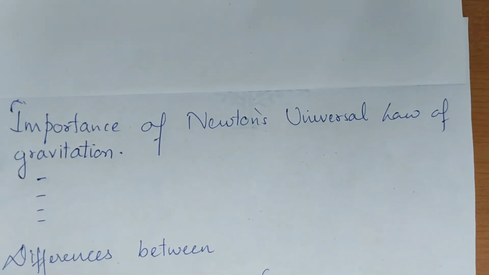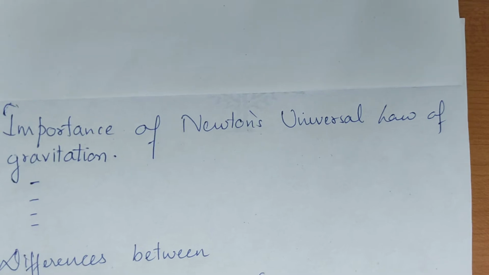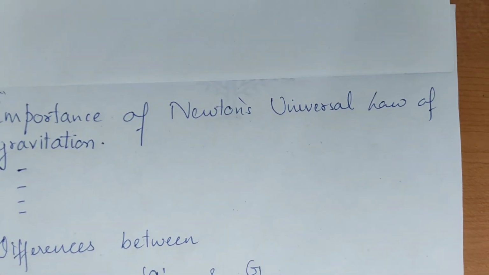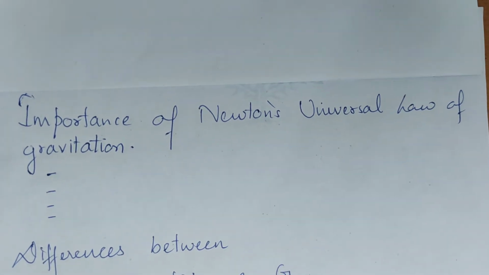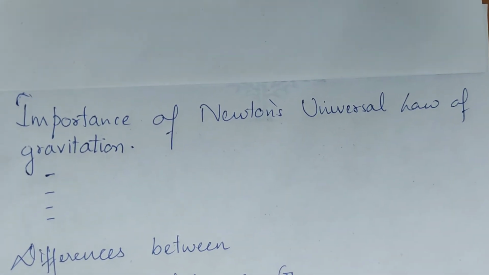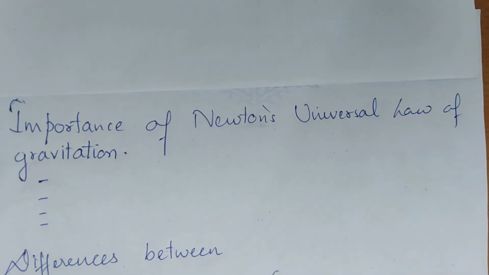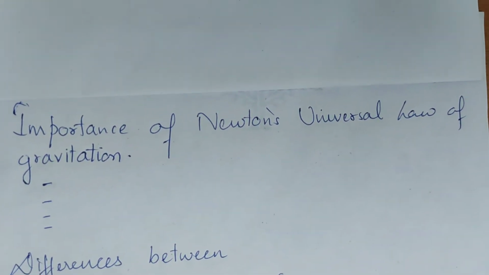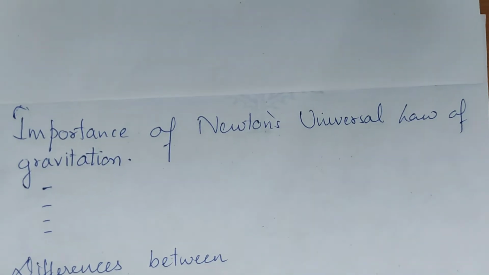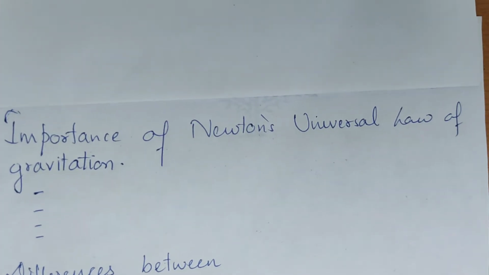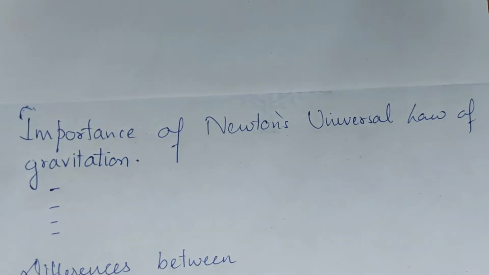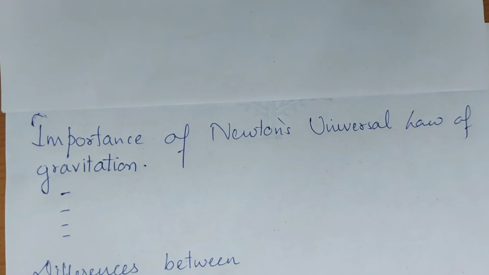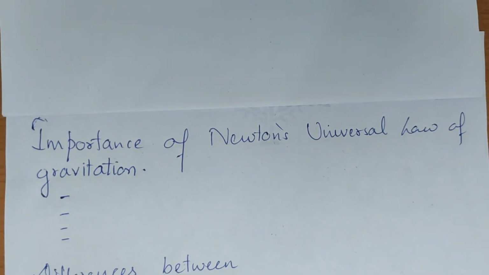Then we can write the motion of Moon around the Earth. For that, centripetal force required is provided by the gravitational pull of Earth on Moon. Similarly, we can write that motion of planets around the Sun is also due to the gravitational pull of Sun on the planets. And lastly, we can write the tides which are caused in sea or ocean are caused due to the gravitational pull of Sun and Moon on Earth, and in fact water present on Earth.